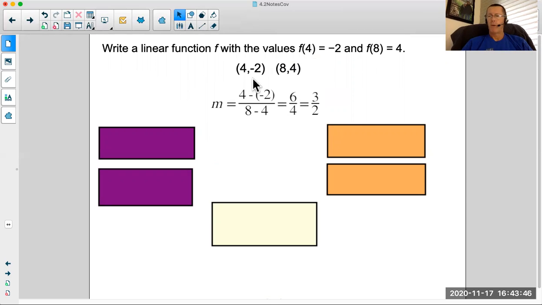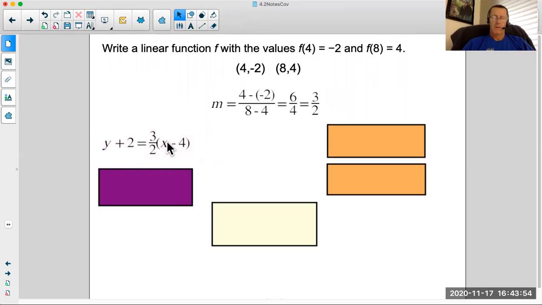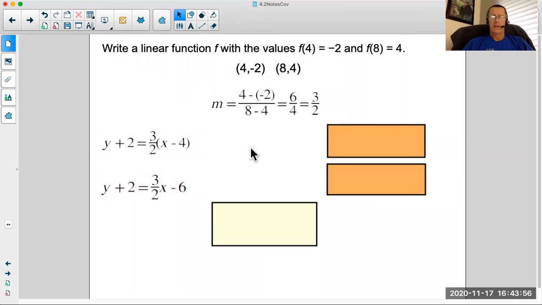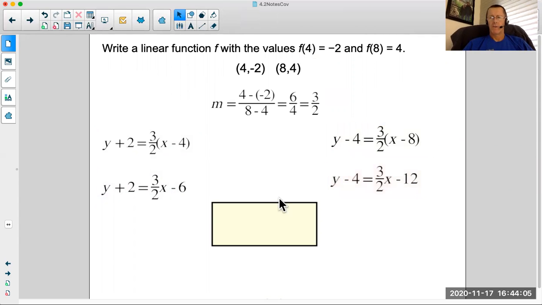I just have to pick a point, pick either one. You don't need to do both, and go for it. I'm going to do both. No matter which one you pick, you'll see the right thing. So here is where I used (4, -2). Here is where I used (8, 4).